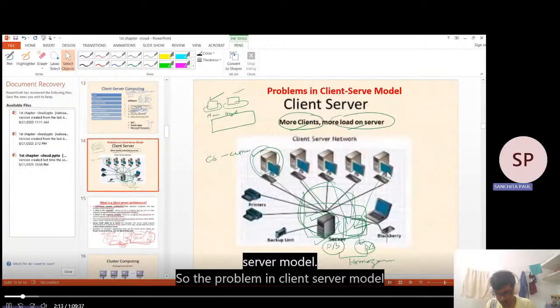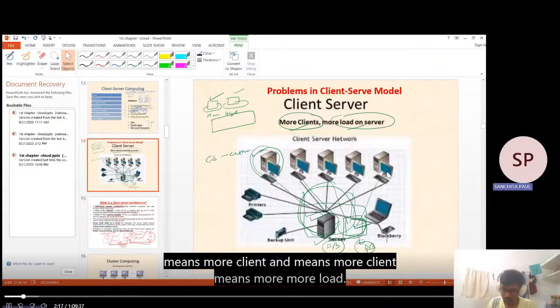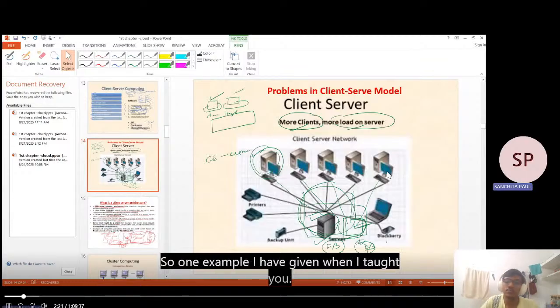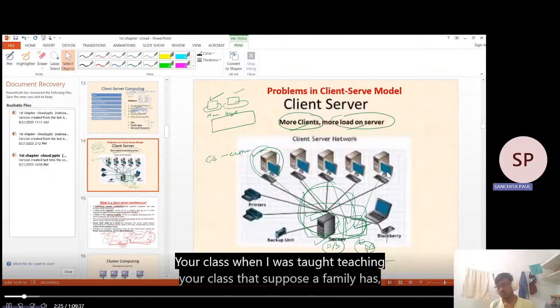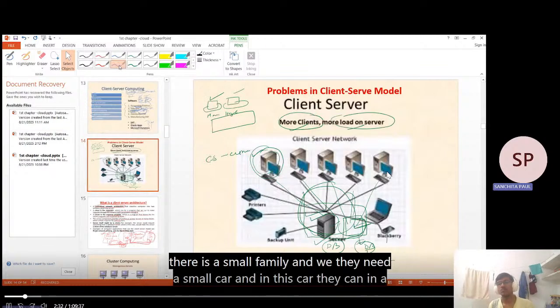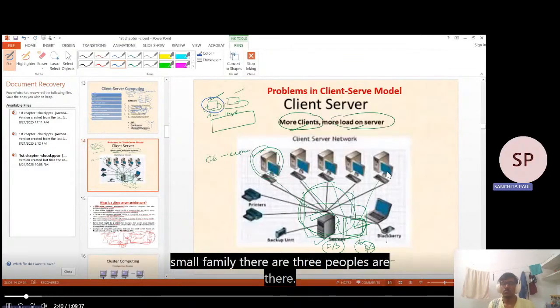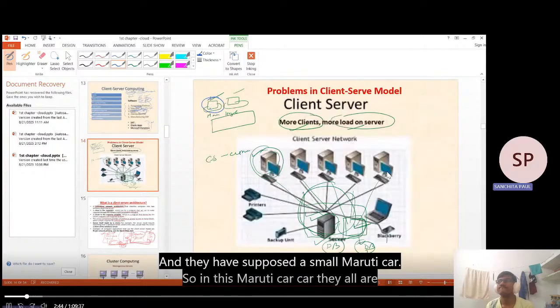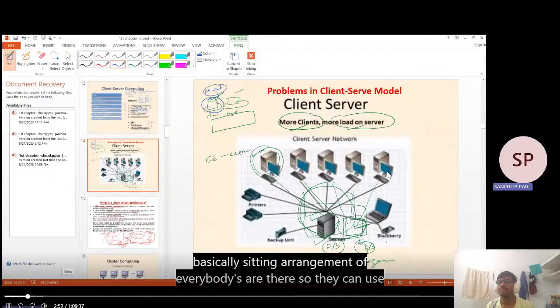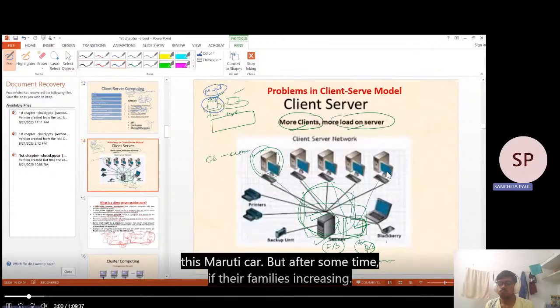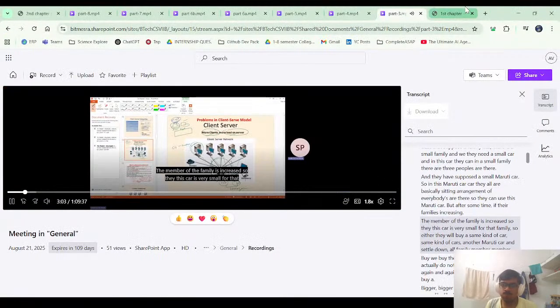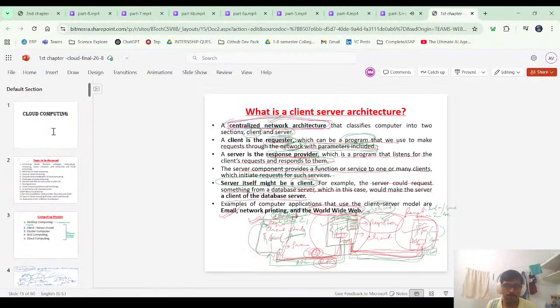The problem in the client server model is that more clients means more load. I gave one example when I taught your class. Suppose a small family needs a small car. There are three people in the family, and they have a small Maruti car, with a sitting arrangement for everybody, so they can use this Maruti car. But after some time, if the family increases, this car is very small for that family.